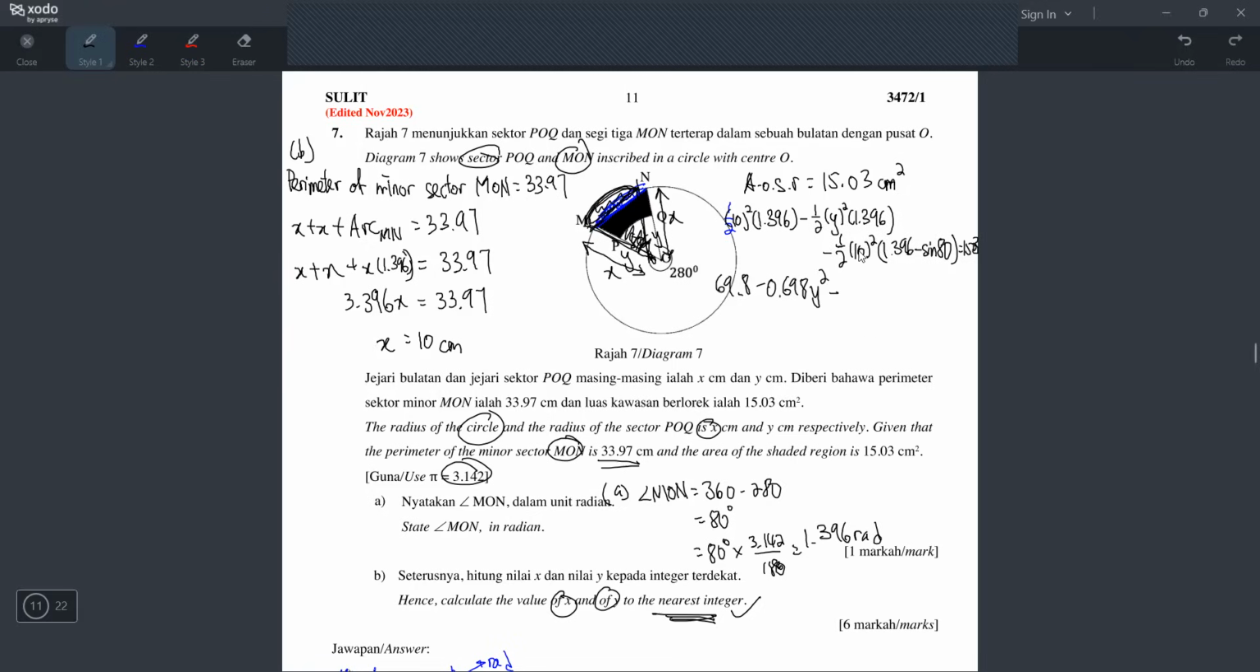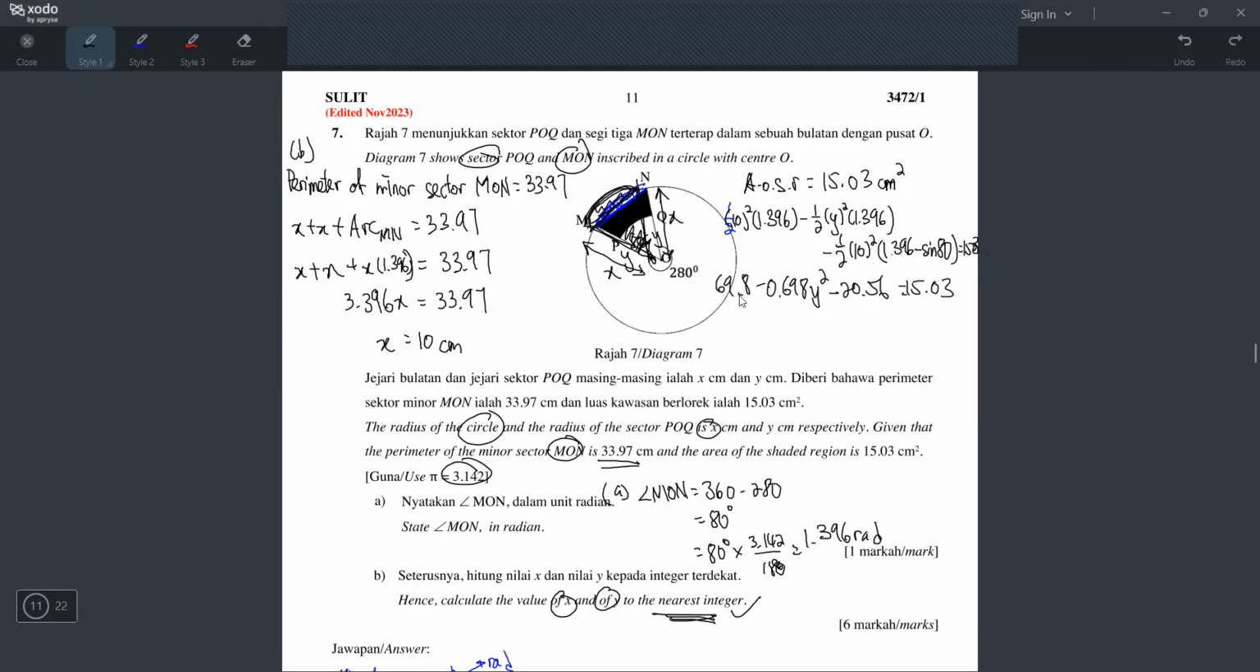So this whole thing, I will press 10 square divide 2 first, which is 50. And then 50, open bracket, 1.396 minus sine 80, close bracket, right? My calculator gives me 20.56. Just write 4 significant figures. And then equals to 15.03, right? So now how to find y?